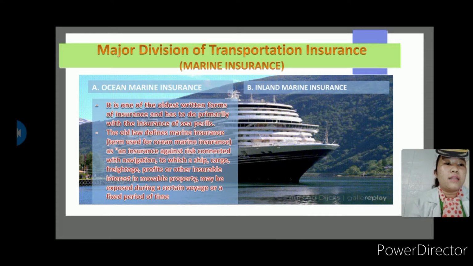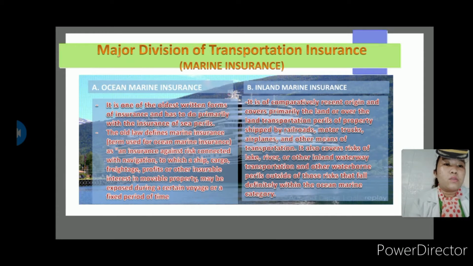The second one is the inland marine insurance. So this one is of comparatively recent origin and covers primarily the land or over-the-land transportation perils of property shipped by railroads, motor trucks, airplanes, and other means of transportation. It also covers risks of lake, river, or other inland waterway transportation and other waterborne perils outside of those risks that fall definitely within the ocean marine category. So it is more broad, the inland marine insurance.